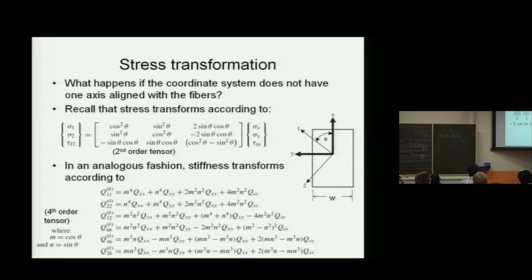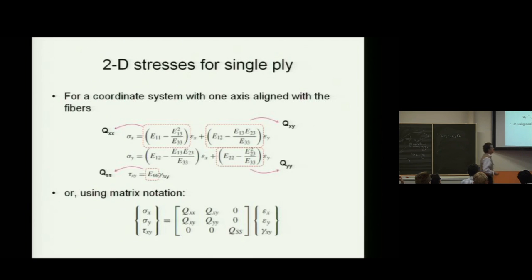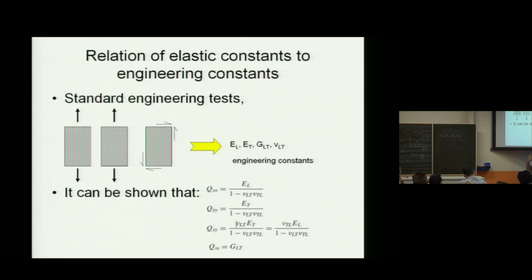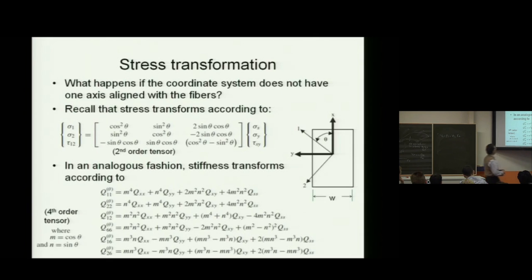I mean that our basic ply was defined at the bottom of this page, which had these two zeros, which would correspond to the Q16 and the Q26 here. That's because one axis is parallel to the fibers and the other perpendicular. If I have a random axis system, then those terms are no longer 0, and in fact are given by the Q16 and Q26 terms shown here. And m and n are the cosine of the angle and sine of the angle. This is a fourth order tensor, the stiffnesses. That's why everything has fourth powers in the trigonometric values of the angle theta.